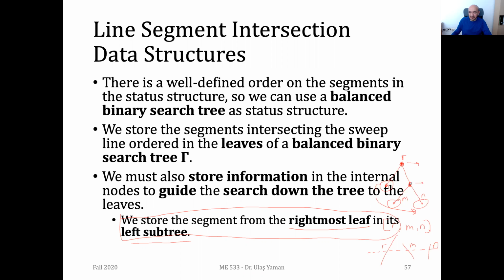Let's have a look at this one. Again, we should be finding its left subtree first. This part is the left subtree. And since we have a single node, we can say that the rightmost leaf here is obviously M.